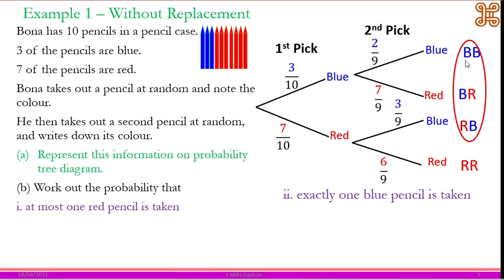And the easy way is to work out 2 reds and take it away from 1. So to get 2 reds will be 7 over 10 times 6 over 9. And if you take that from 1, that will give us 48 over 90.